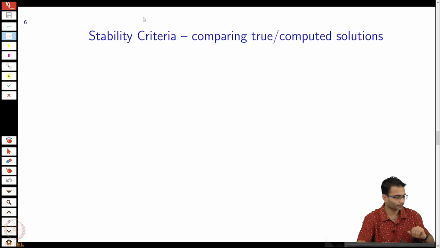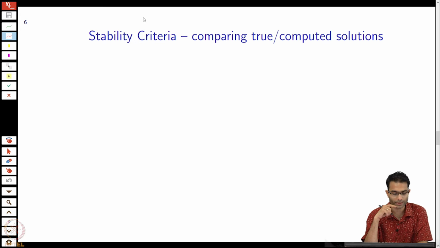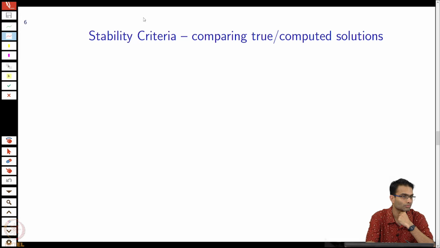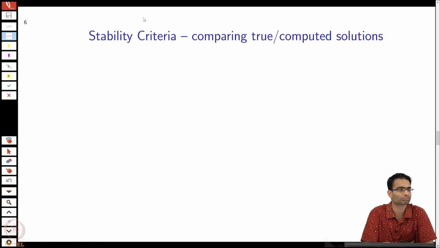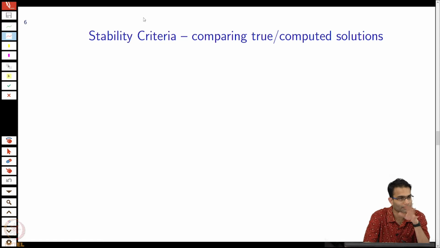So, the stability criteria that we will look at is something very simple. What we will do is we will take a trivial example where I know the true solution, okay, and I will compare that with the computed solution from FDTD, and we would want both of those to be the same or at least control the error. So, let us see under what conditions does that happen. So, what do you think is the simplest solution to Maxwell's equations? We will pick that and then we will solve that.